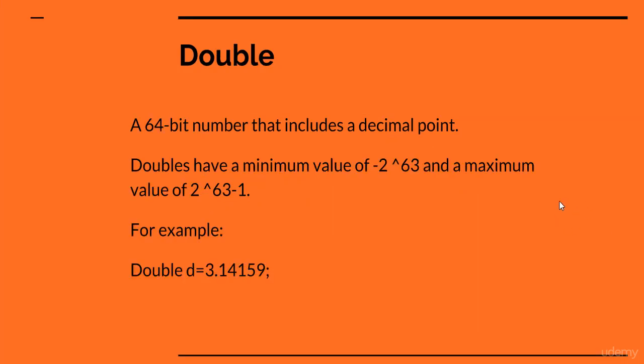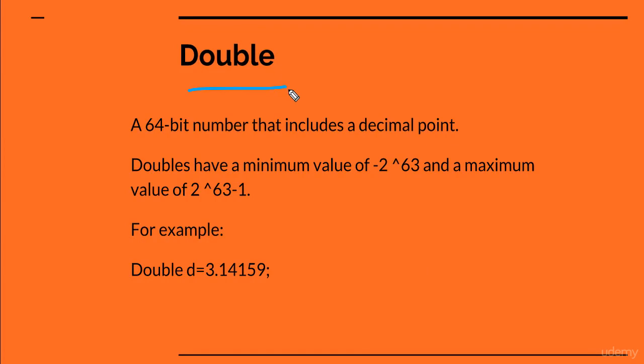Double. Double also includes a decimal point, but it's a 64-bit number. What does that mean? If you have to store a large decimal number, let's say I wanted to store the distance between the sun and the earth, that's a large number. So in order to store a large number which has a decimal point, you will go for double.